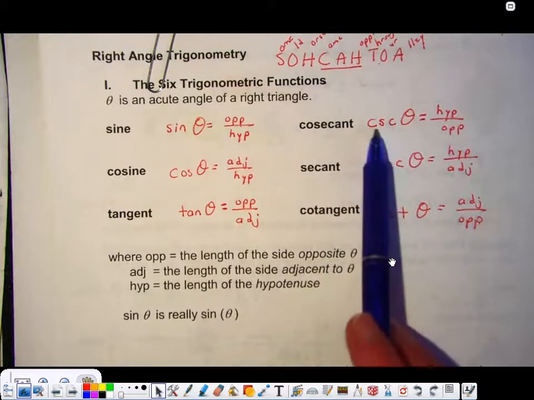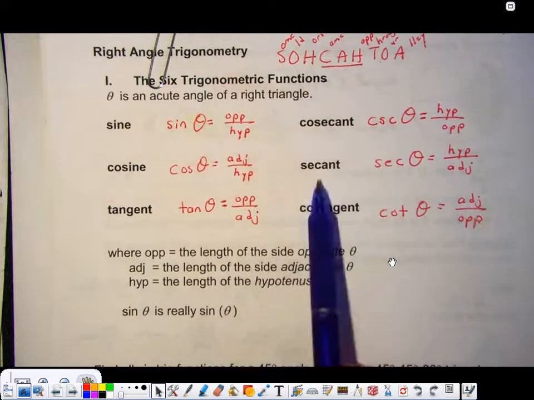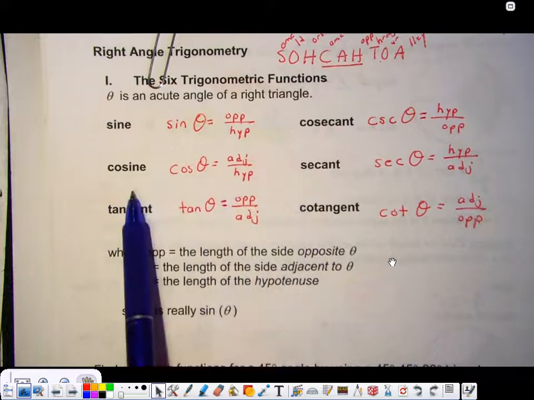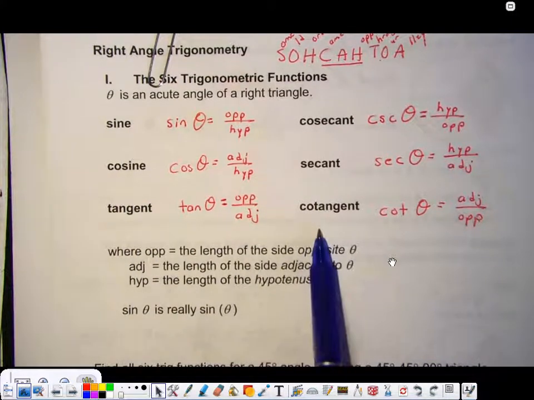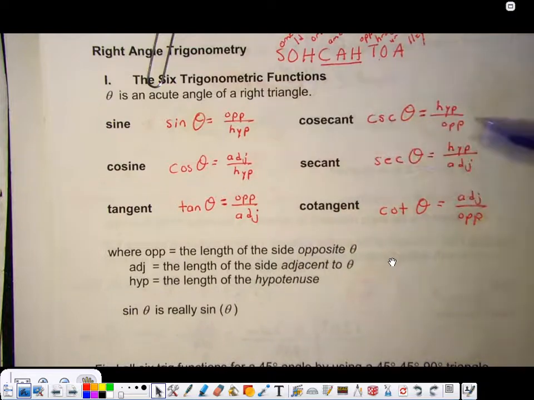If you can remember that the C goes with the S, cosecant goes with sine, secant goes with cosine, S going with the C, and then tangent and cotangent is easy to remember, these are just the reciprocals. So where this is opposite over hypotenuse, just flip it. Adjacent over hypotenuse, just flip it. Opposite over adjacent, just flip it.